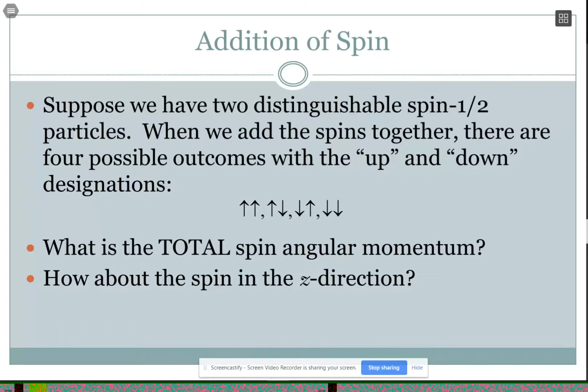Now, we're going to start off by saying we just have two indistinguishable spin 1/2 particles. So this could be two electrons bound to a helium nucleus. It could be two protons in a nucleus, but they do need to be indistinguishable. So it can't be one electron bound to one hydrogen and another electron bound to a different hydrogen. Those would be distinguishable.